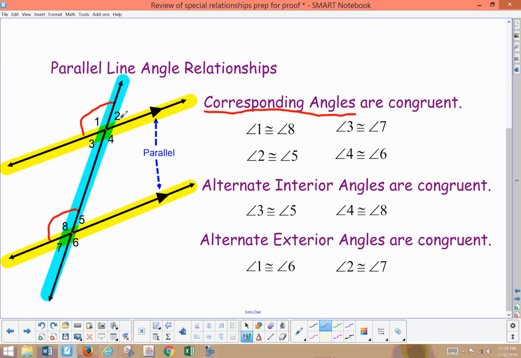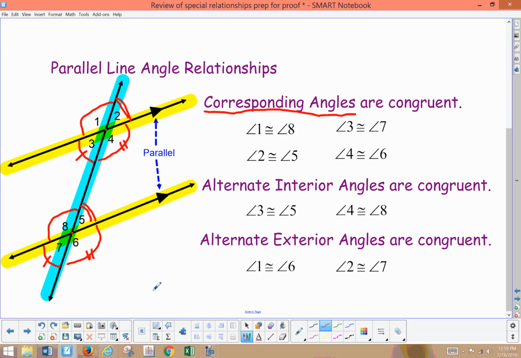We could do the same thing for angle 2. Angle 2 is in the top right at this intersection. That matches angle 5. Angle 3 is in the bottom left at the top intersection. That would be here. It's going to match angle 7 in the bottom intersection. And angle 4 is in the bottom right at the top intersection. That would match angle 6 in the bottom intersection.